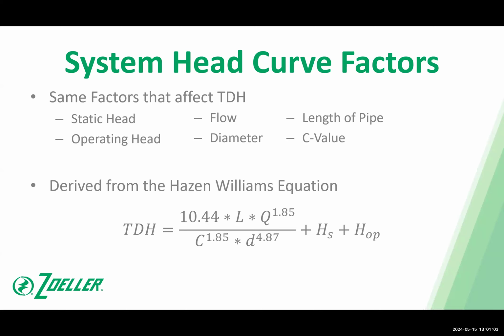And then lastly, you're also dividing by the diameter of your pipe to the 4.87, and it's not going to be the nominal diameter, it's going to be your inside diameter. So say for a 2-inch schedule 40, you're not going to plug in 2 inches to this equation. You're going to plug in 2.067, which I believe is the inside diameter for that type of pipe. That's going to give you a more accurate value. And then you're going to add your static head and your operating head at the end of the equation.